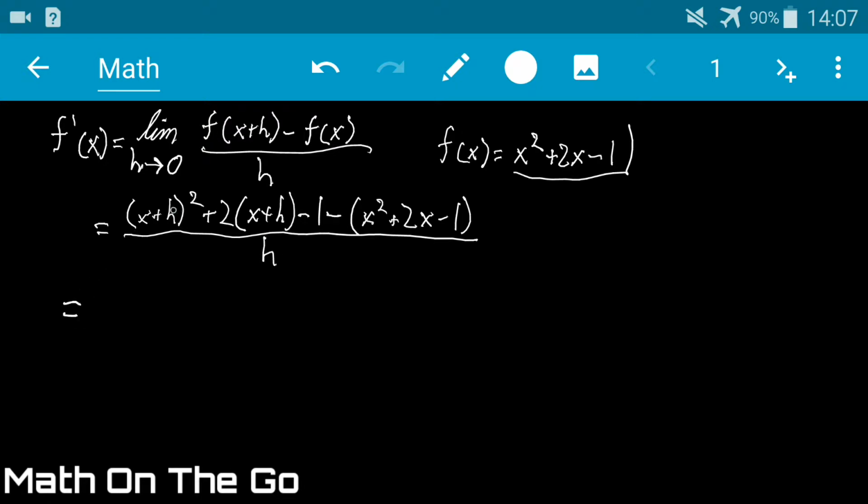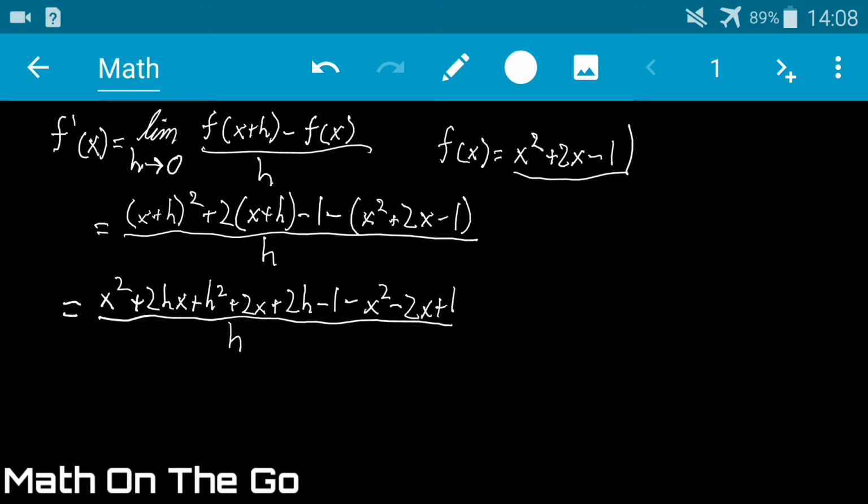Now, we're going to expand this x plus h squared to give us x squared plus 2hx plus h squared. Then we're going to distribute this 2, so we have plus 2x and plus 2h and minus 1. And then we're going to distribute this negative sign. So we have negative x squared minus 2x plus 1, and all of this over h.